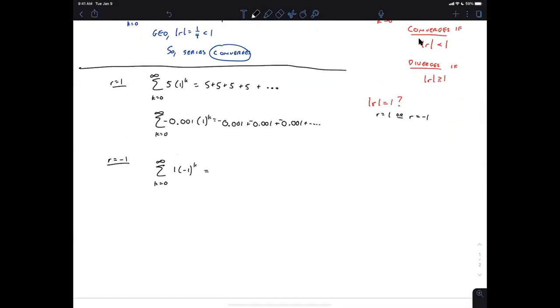So then, okay, if I plug in k equals 0, I get 1. If I plug in k equals 1, I get -1. If I plug in k equals 2, I get 1, and then -1, and then 1, and then -1, and so on. Now we've set up here it diverges, but why is that? So why does that diverge?